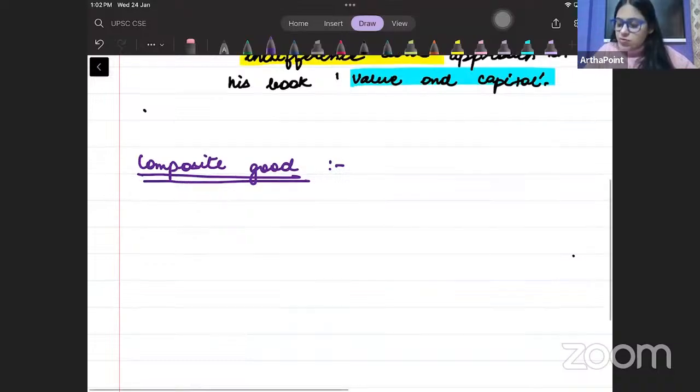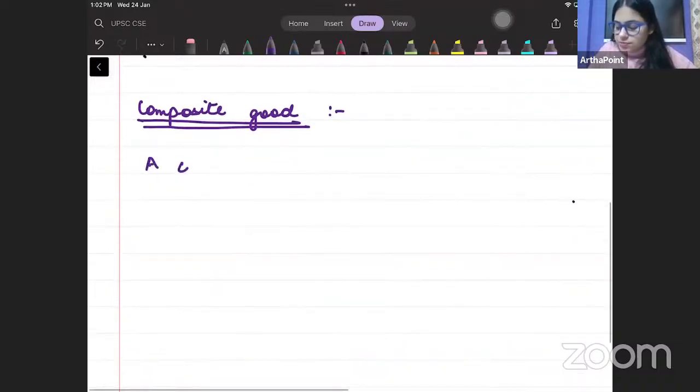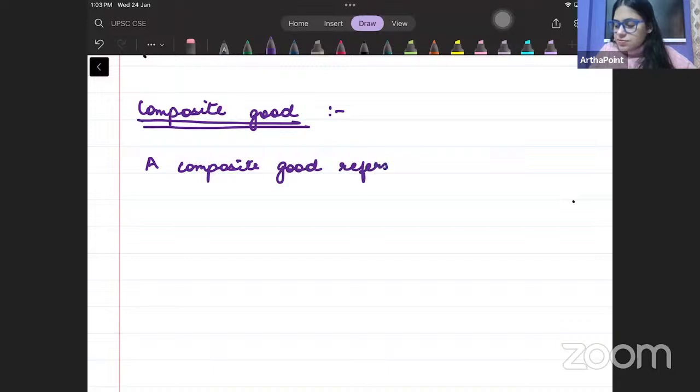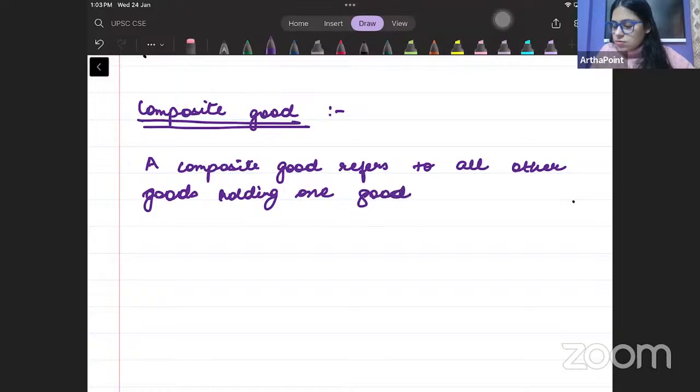Okay, so let's write this down. A composite good refers to all other goods, holding one good separately. Let me give you an example, then this will be understood a little better.